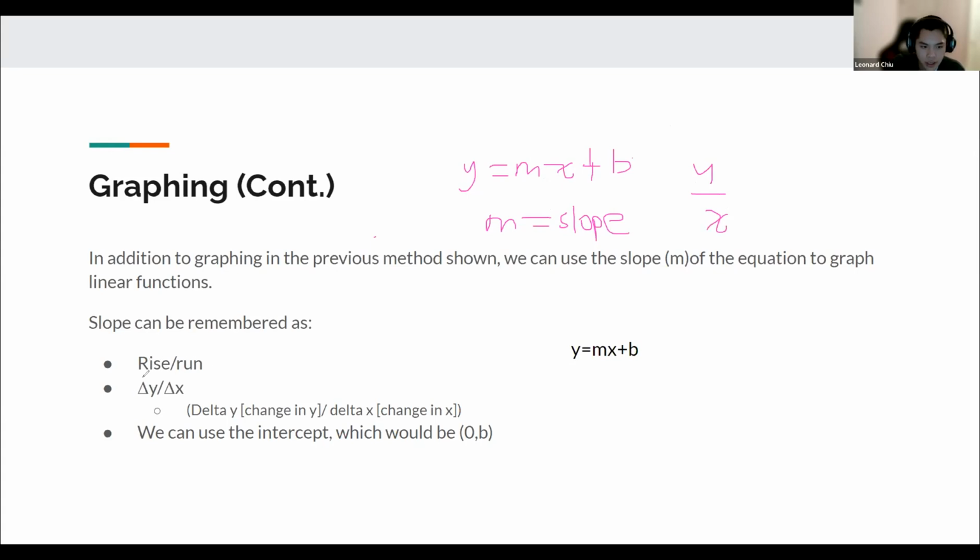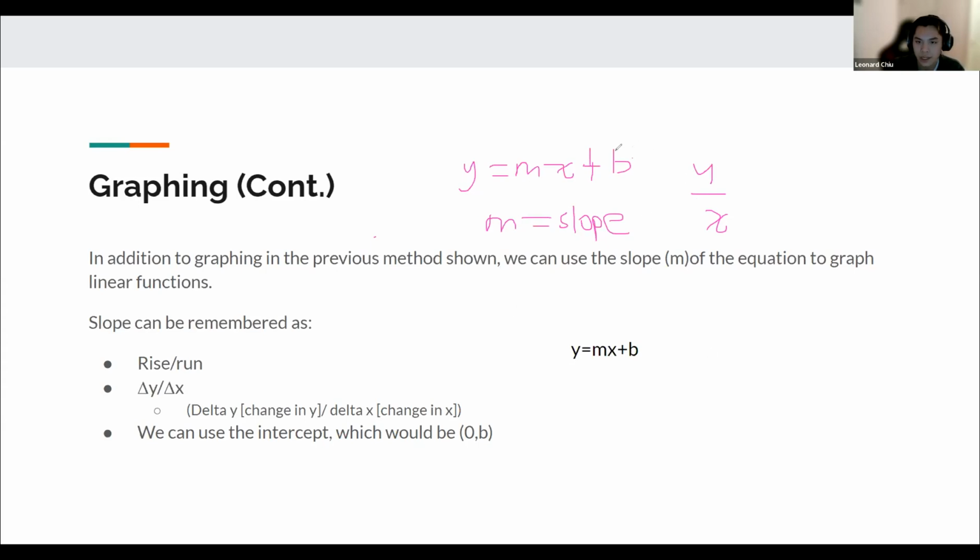This sign right here, a triangle, which will be used in later advanced math, is called delta. And delta just means a change in, like right here. So slope is also called delta y over delta x. So change in y over change in x. And that's the slope. That's m right here.